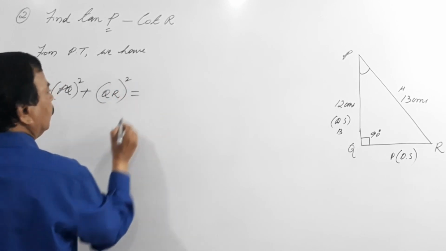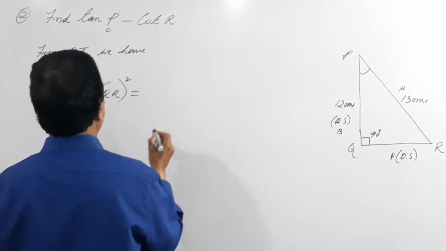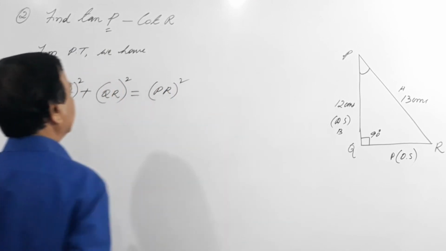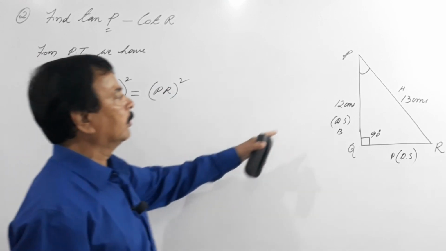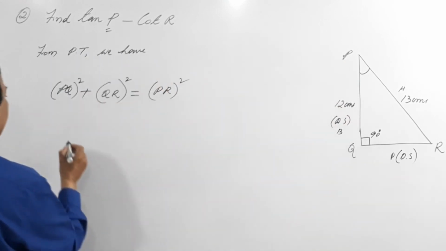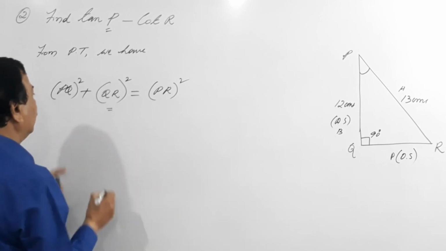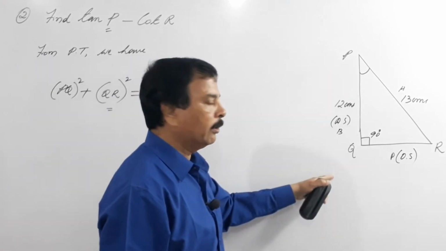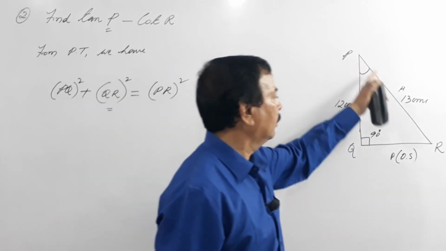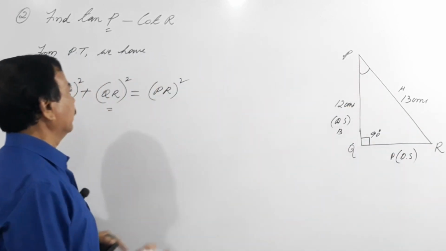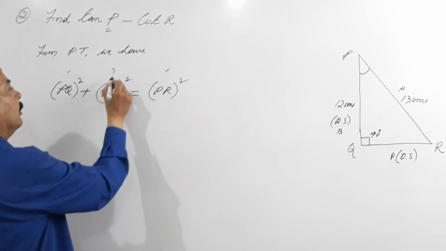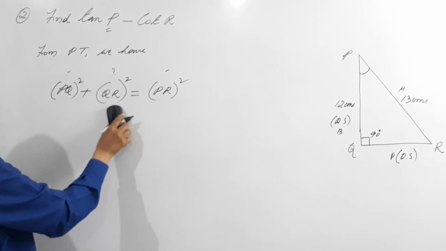QR square equals PR square... So PQ we know is 12 centimeters. So this is unknown, because we know PQ square and PR square, but QR square we don't know. So you know this but not this. So we will use the Pythagoras theorem.